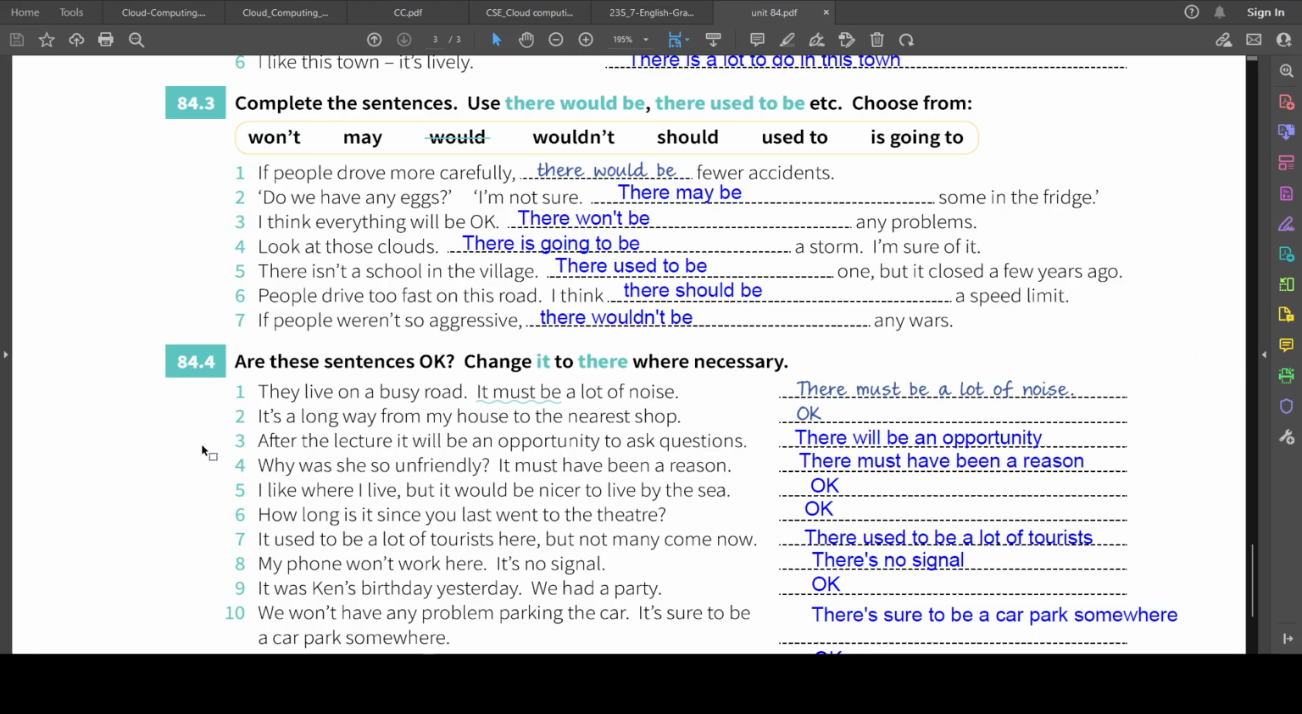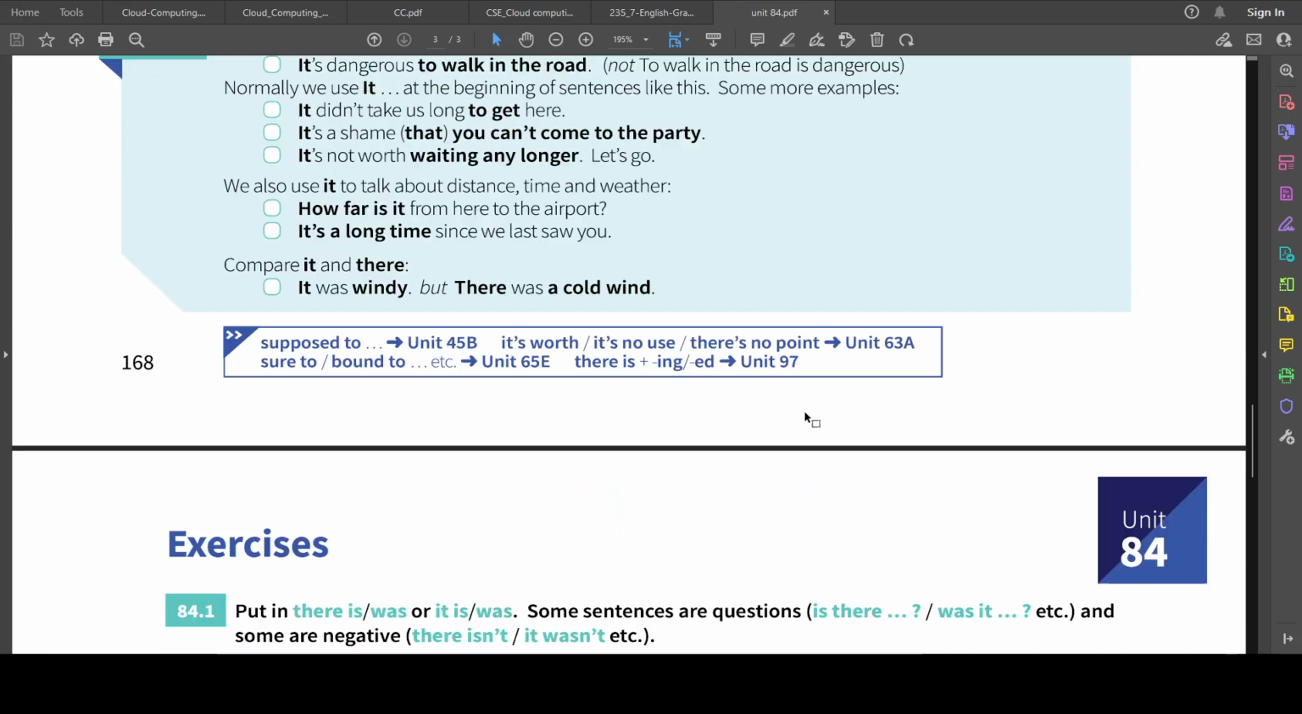The second one. It's a long way from my house to the nearest shop. That's okay. Why? It's a long way from my house to the nearest shop. Let's analyze this section.